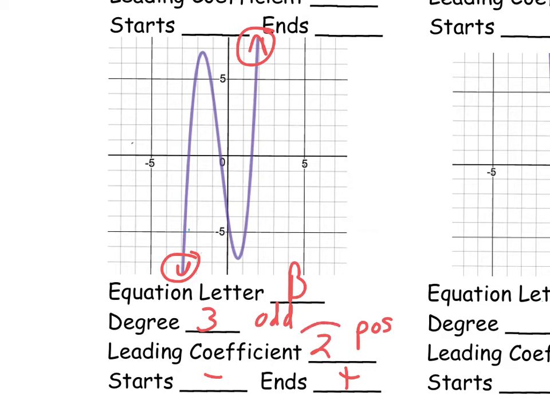The leading coefficient was positive, and here's the deal with that. No matter if it's odd or even, the leading coefficient, if it's positive or negative, tells you how it's going to end. This end's going up because this was a positive 2. If that had been a negative 2, you'd flip this whole thing. It would start positive and then end negative. So just so you know what's going on there.